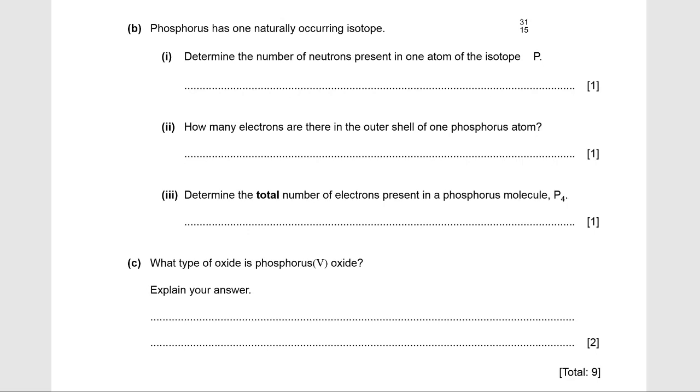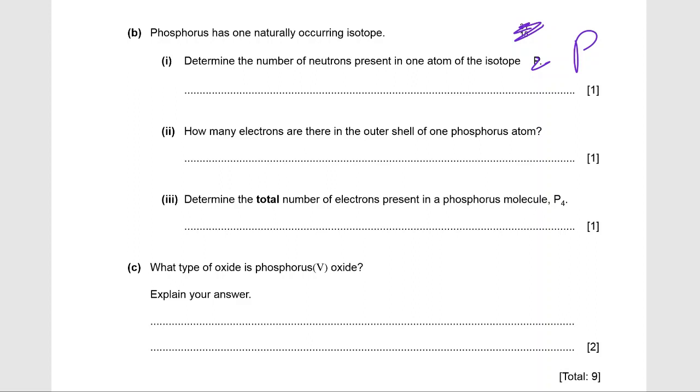Next question. Phosphorus has one naturally occurring isotope. Here, this one again is just phosphorus, so 31, 15. Okay. Now, determine the number of neutrons present in one atom of the isotope. So 31 minus 15, and this will give us 16 neutrons.